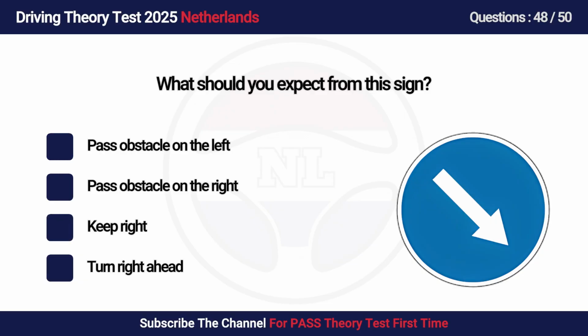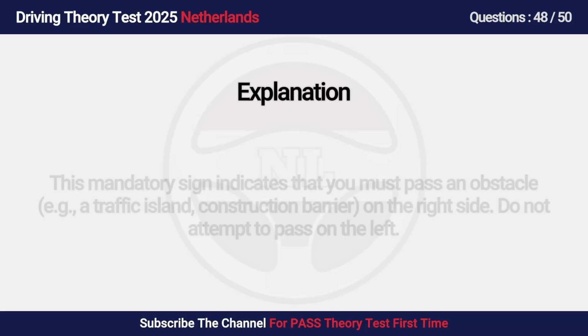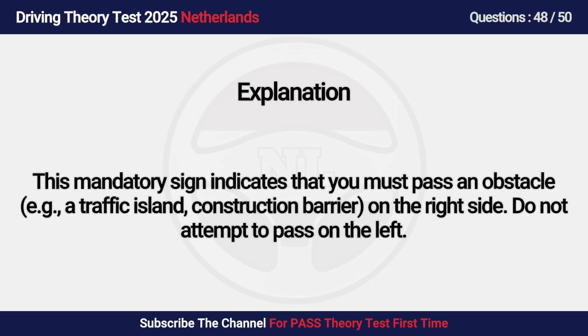Question 48. What should you expect from this sign? A. Pass obstacle on the left. B. Pass obstacle on the right. C. Keep right. D. Turn right ahead. Answer is B. Pass obstacle on the right. This mandatory sign indicates that you must pass an obstacle, e.g., a traffic island or construction barrier, on the right side. Do not attempt to pass on the left.